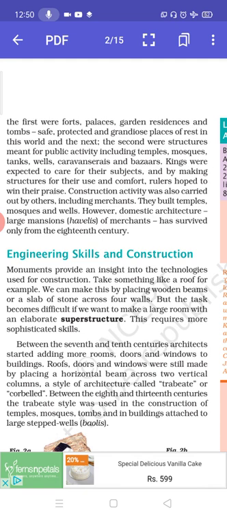Roofs, doors, and windows were still made by placing a horizontal beam across two vertical columns, a style of architecture called trabeate or corbelled. Between the 8th and 13th centuries, this style was used in the construction of temples, mosques, tombs, and in buildings attached to large stepped wells, that is Baolis.